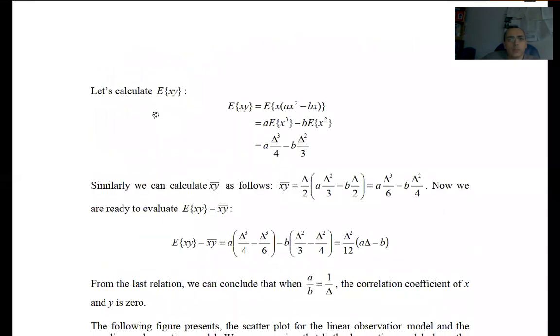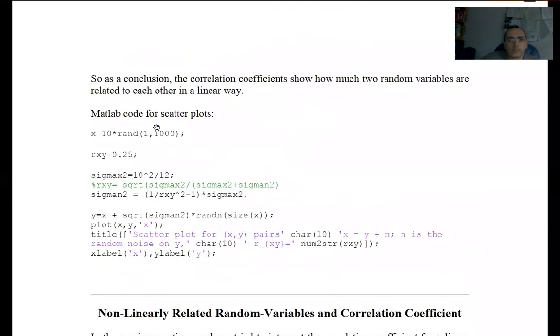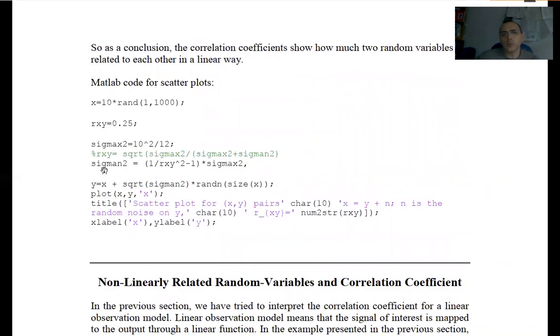So maybe you can remember, sigma x squared. What is the variance of this x random variable, this uniform distribution? Maybe you can remember this. This is delta squared over 12, where delta is the support of the uniform distribution. So this is in 0 to 10, so delta is equal to 10. So 10 squared over 12 is the variance of the x random variable. Then the variance of the noise is adjusted such that I have the correlation coefficient of 0.25. Okay, sigma n squared is the variance of the noise.